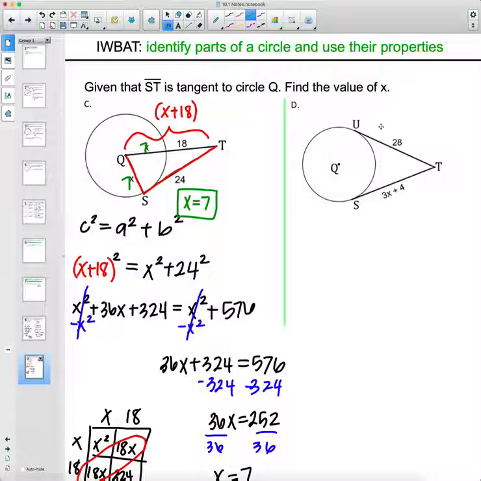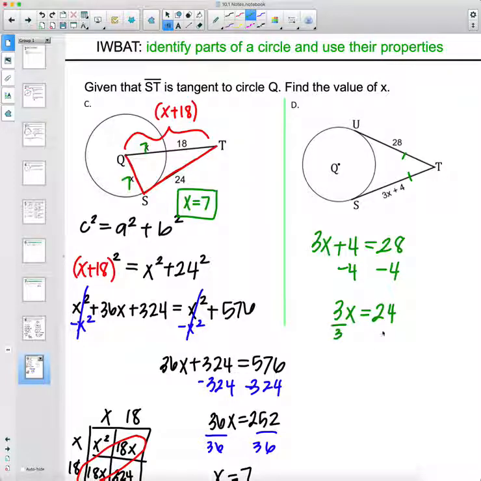Then the final example uses the idea of the tangent segments. So if you remember what that said, it said that the tangent segments are equal. Okay, so then these are just equal to each other. So we'd have 3x plus 4 equals 28. So then you can solve by subtracting 4 from both sides. So 3x equals 24, divide by 3, and you get x equals 8.